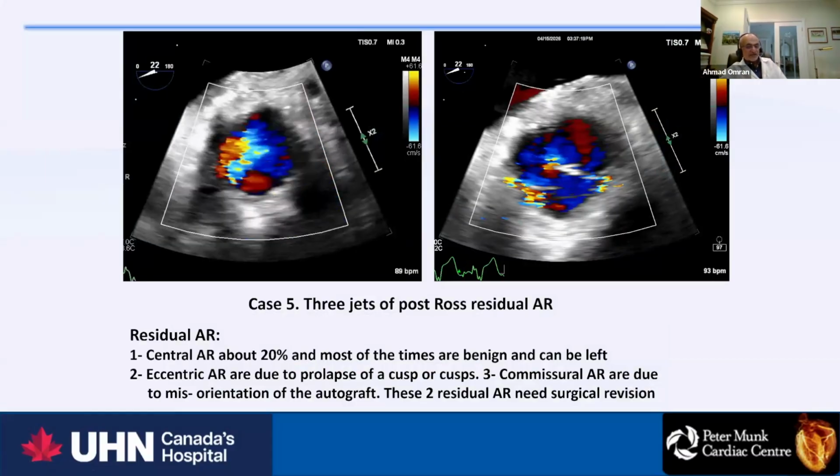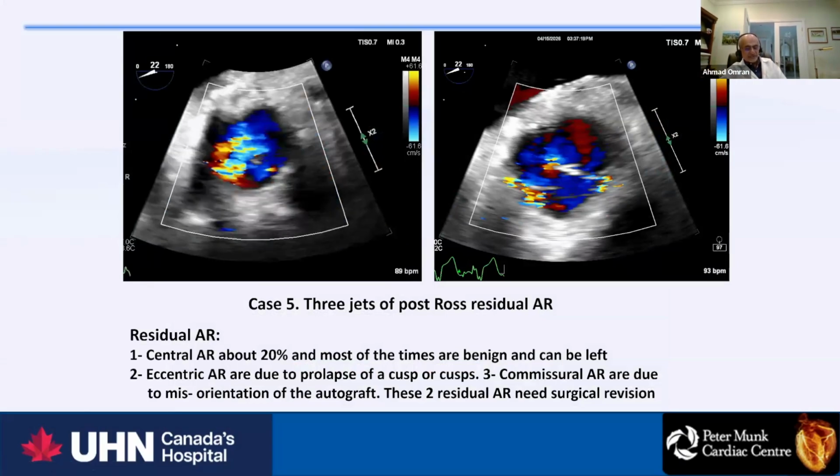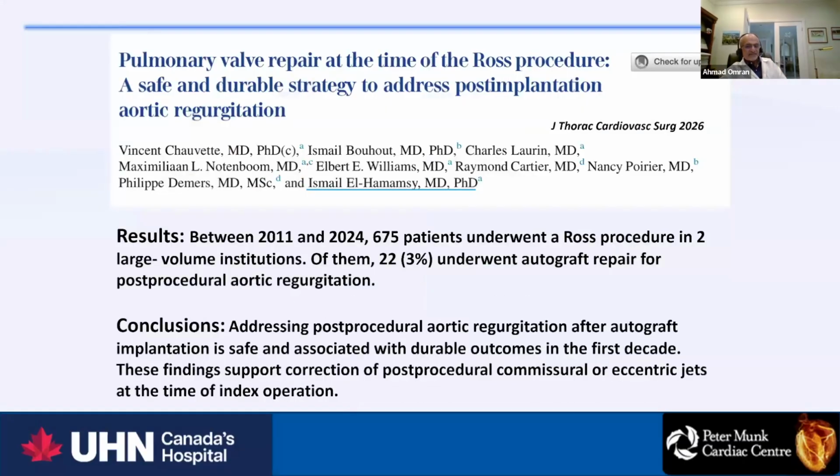About 3% of the time, we need to go back on pump in a Ross patient, even if it is done by an expert hand. This is again a paper from Ismail, and he showed that in 675 patients, only 3% of the time, he had to go back and repair the pulmonary autograft in the aortic position. And all of them did well after.